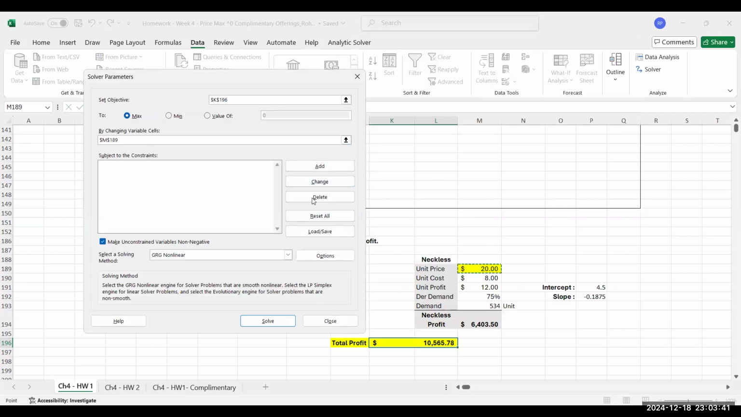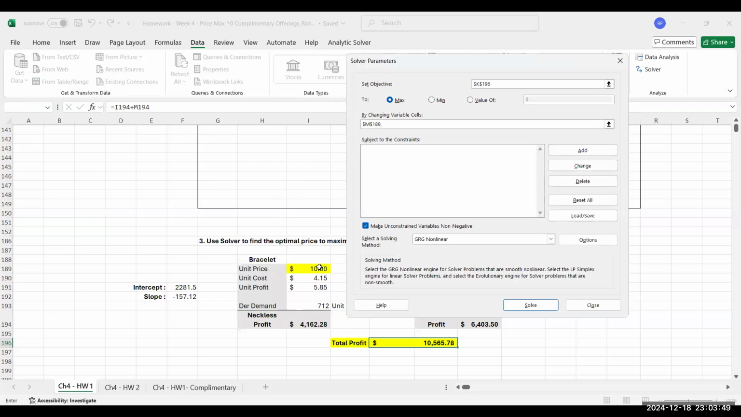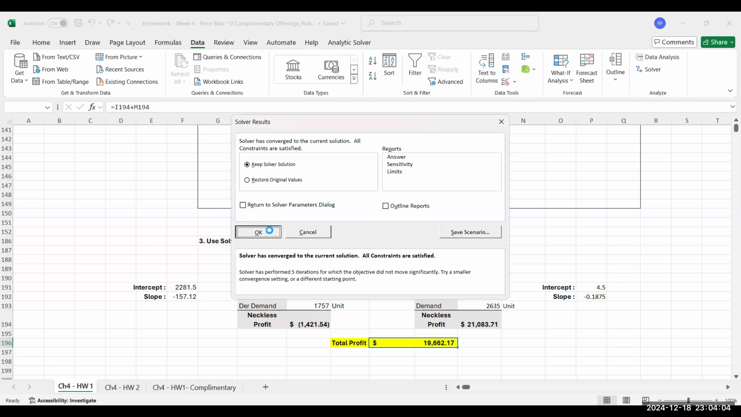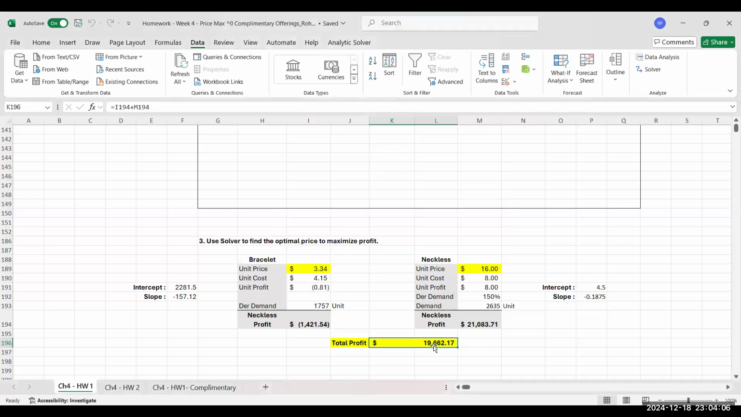If you do it this way, it won't work. So what we have to do, once you use the necklace price, then put the comma, and then the bracelet there, right? And same here, you have to use the GRG nonlinear solving method, put the solve button. Right. So this is giving us like $19,662.17.